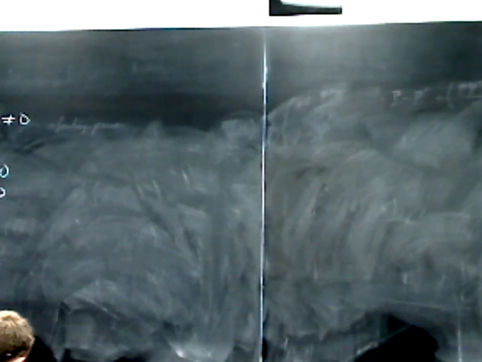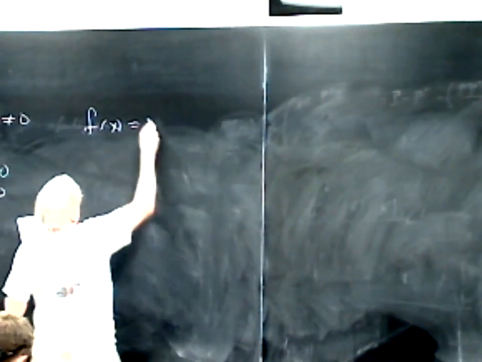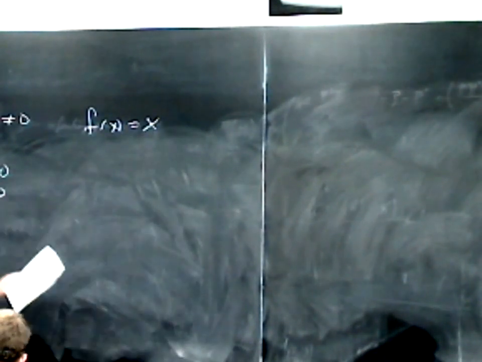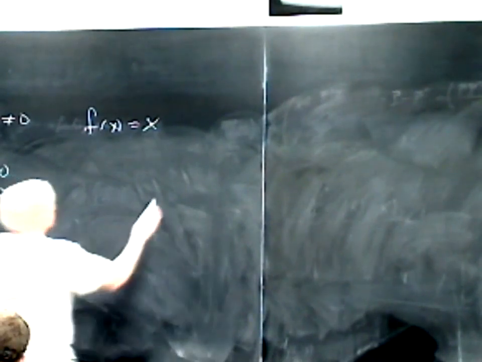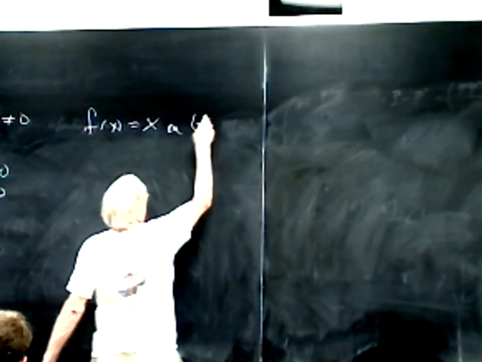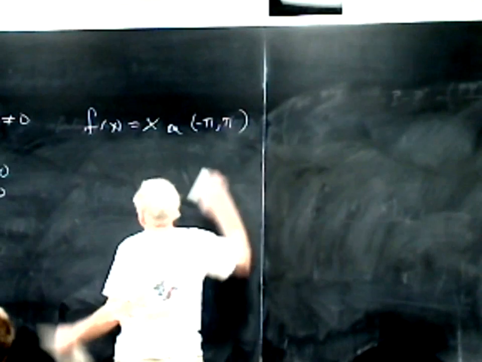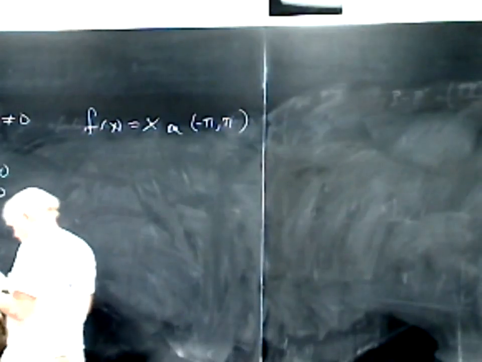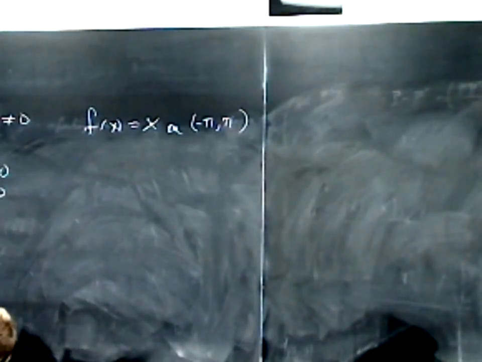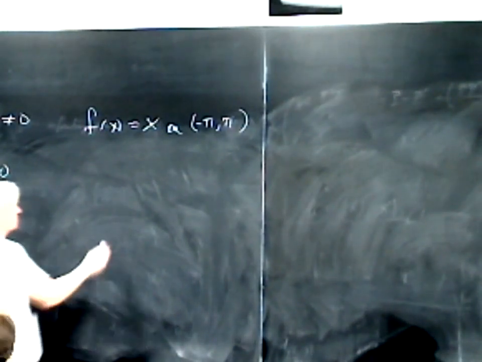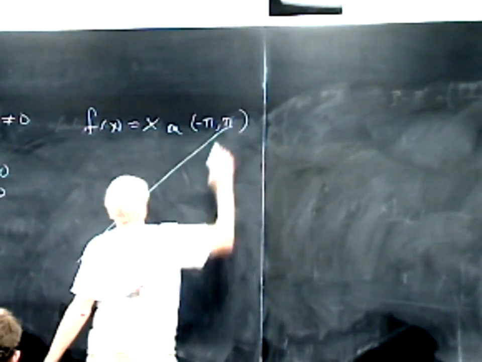Anyway, sorry for the interruption. So now we're going to write a function f of x equal to x. What could be simpler? And we're going to use the interval minus pi to pi. Now, the function x is obviously not periodic.